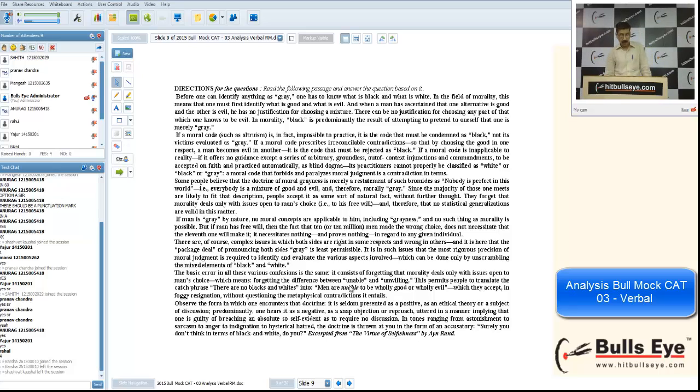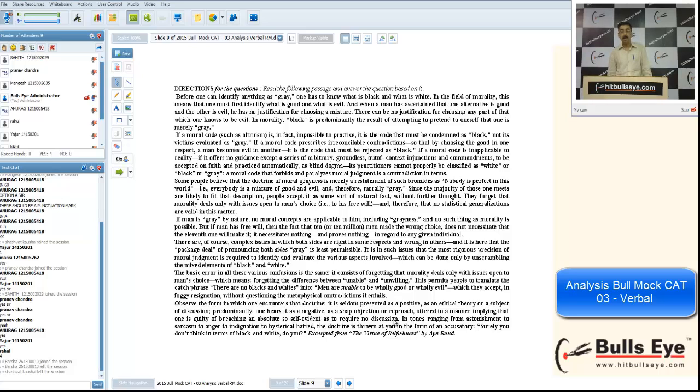So it has to be very, very important. Every paragraph is important, every line is important. Observe the last few lines I'm reading. Observe the form in which one encounters that philosophy. It is seldom presented as a positive ethical theory or a subject of discussion. Predominantly one hears it as negative, a snap objection or reproach, meaning criticism uttered in a manner implying that one is guilty of breaching an absolute so self-evident as to require no discussion.